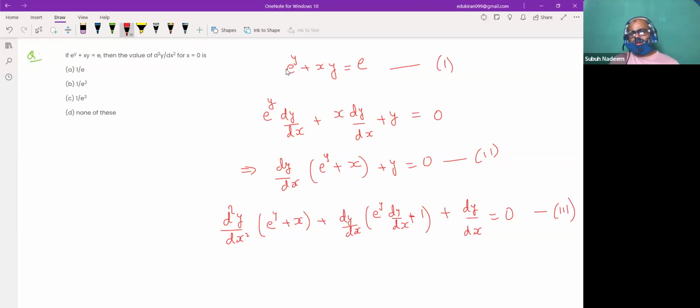So we have got the relation in y, the relation in dy by dx, and the relation in d2y by dx square. Next, what we have to do? We have to put x equal to 0. From the first one, we will find the value of y. Then from the second one, we will find the value of dy by dx. And then those values we will put in the third one and we'll find d2y by dx square. So just complete it now and tell me what is the answer. I hope you are getting this now.